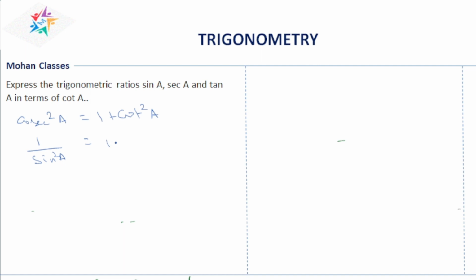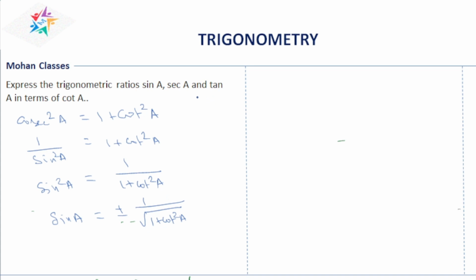So 1 by sin square A is 1 plus cot square A. I am going to invert it. So sin square A is equal to 1 by 1 plus cot square A. What about sin A? Sin A is equal to plus or minus 1 by square root of 1 plus cot square A. Okay. So sin A we have written in the form of cot. Correct? 1 by square root of 1 plus cot square.